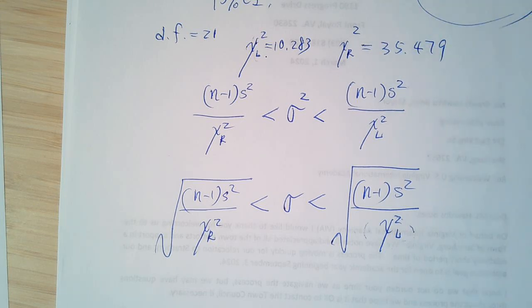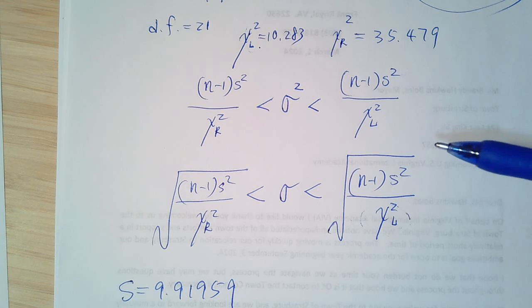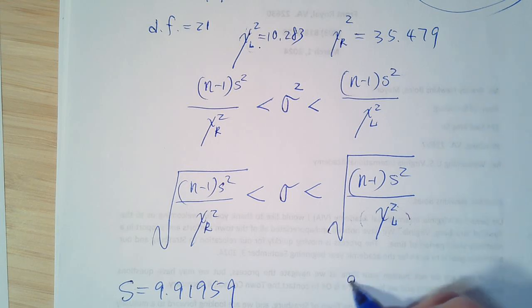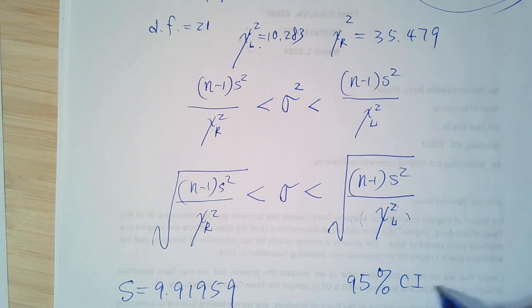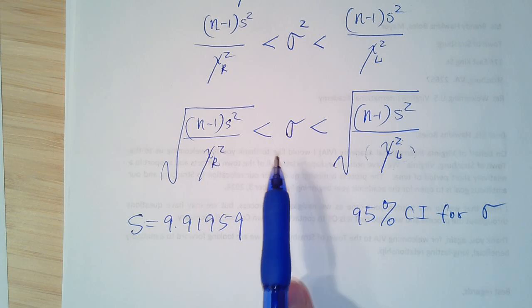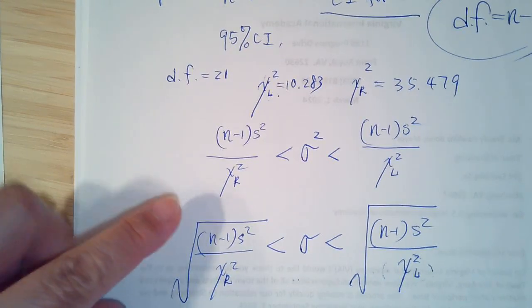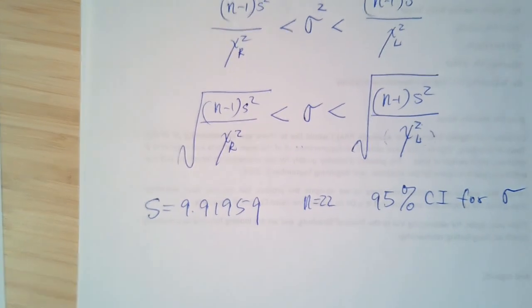Now in our example, if I give you the data, the list of numbers, let's see, if I give you the s is 9.91959, can you find the 95% confidence interval estimate of sigma? I need a 95% CI for sigma. Yes, because we can just plug that into this formula. We have n is 22 and the degree of freedom is 21. We already have these two critical values, so let's just plug in the numbers.